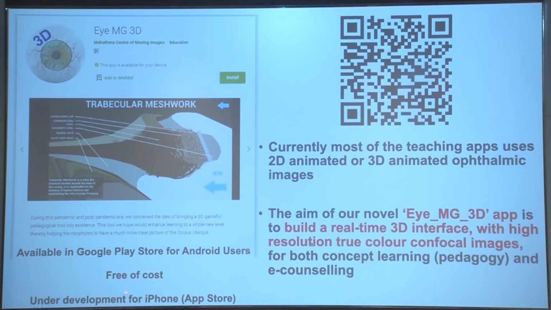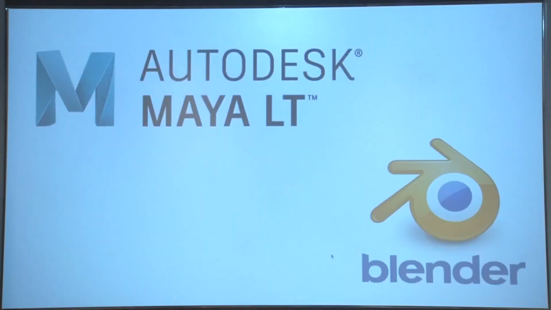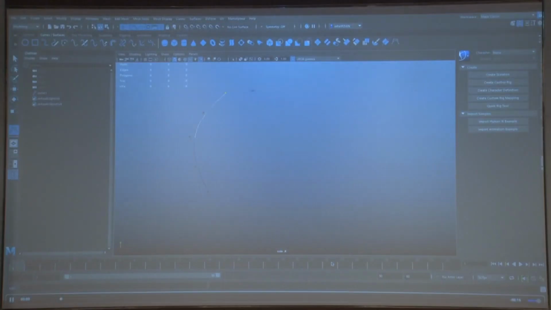We have no financial disclosure, and we have given it free of cost. And this is the QR code. It's available on Android. It is being developed for iPhone. We have used wide field 110-degree true color fundus images. And for the anterior segment, we have used real gonioscopic structures and slit lamp images. And we used the software Maya LT and Blender to create the 3D models.